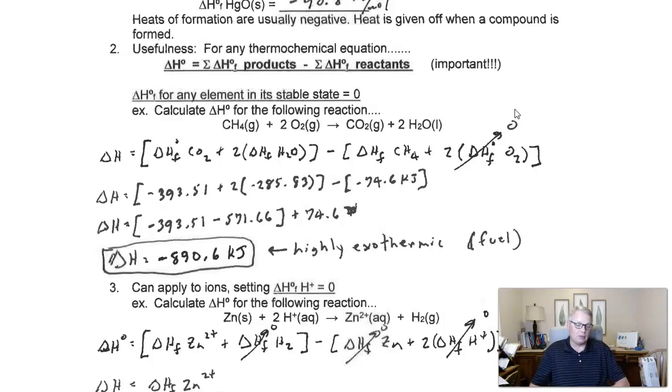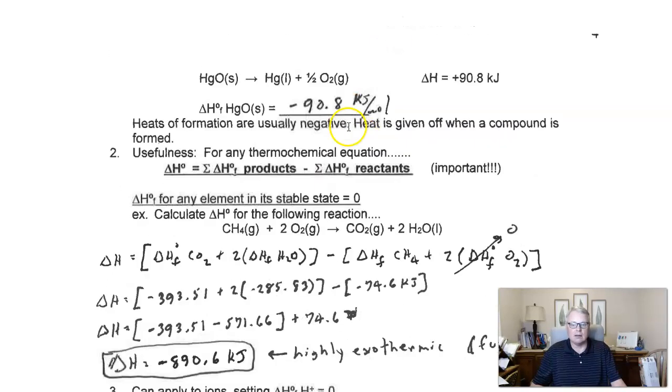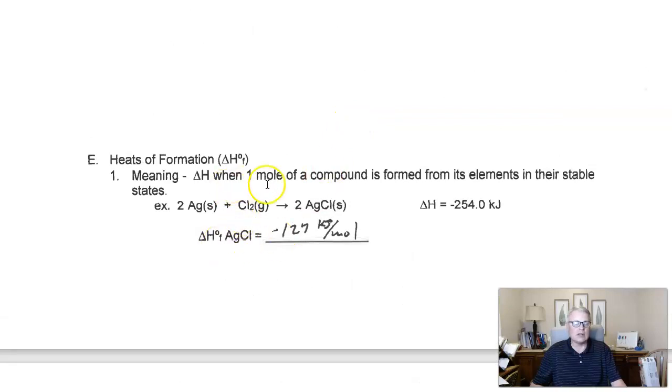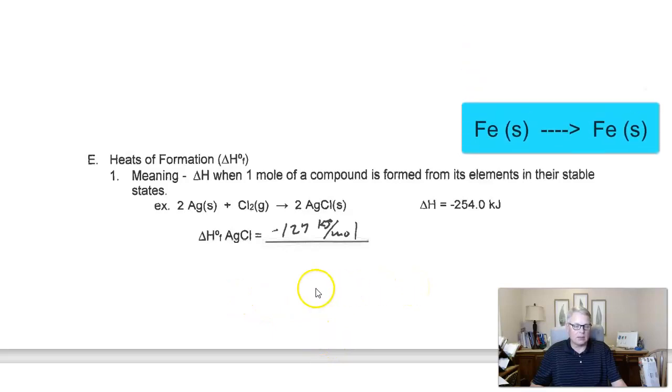Why is it zero? Well, let's think about it. It actually makes sense. Let's say I wanted to know the heat of formation for iron metal. Well, by the very definition, it is the delta H when one mole of a compound is formed from its elements in their stable states. So if I'm forming 1 mole of iron metal, what am I going to make it from? Well, I'm going to make it from 1 mole of iron metal. So essentially, I've got 1 mole of iron metal goes to 1 mole of iron metal. What's delta H for that reaction?